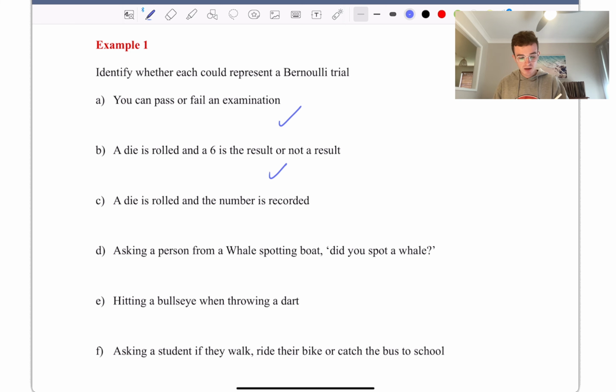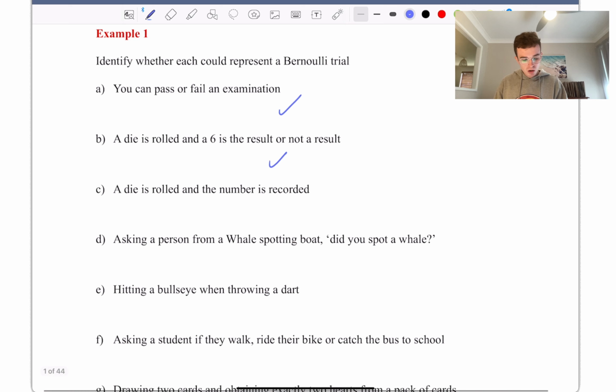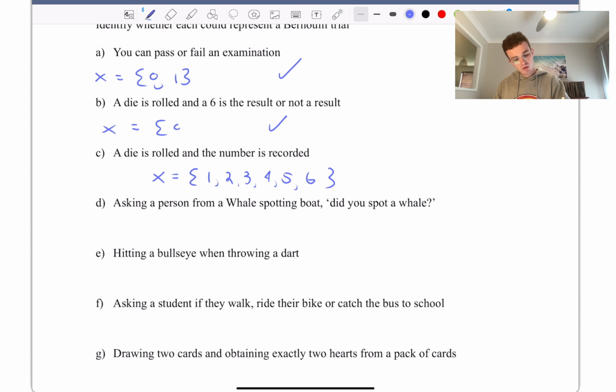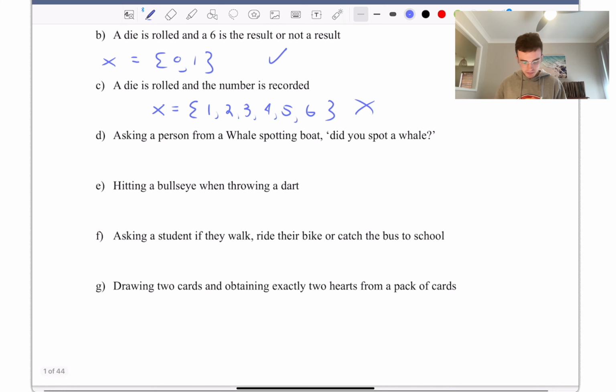So yes, it's Bernoulli. A die is rolled and a number is recorded. Well, we could say X is the set 1, 2, 3, 4, 5, and 6, as opposed to the set up here being 0 or 1, you pass or you fail. Same idea, X is the set 0 or 1, you pass or you fail. So no, this is not Bernoulli because there's not only two options.